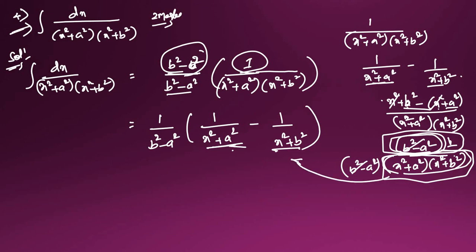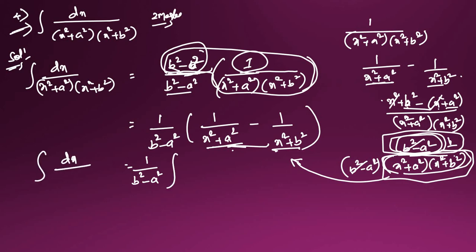Okay? So please concentrate on this one. Listen once again. If we multiply with these two terms, we'll get this total here. That's why I'm multiplying and dividing with this one. So 1 by b square minus a square will come here, and integral dx divided by x square plus a square into x square plus b square. Here integral 1 by x square plus a square, minus integral dx by x square plus b square will come.